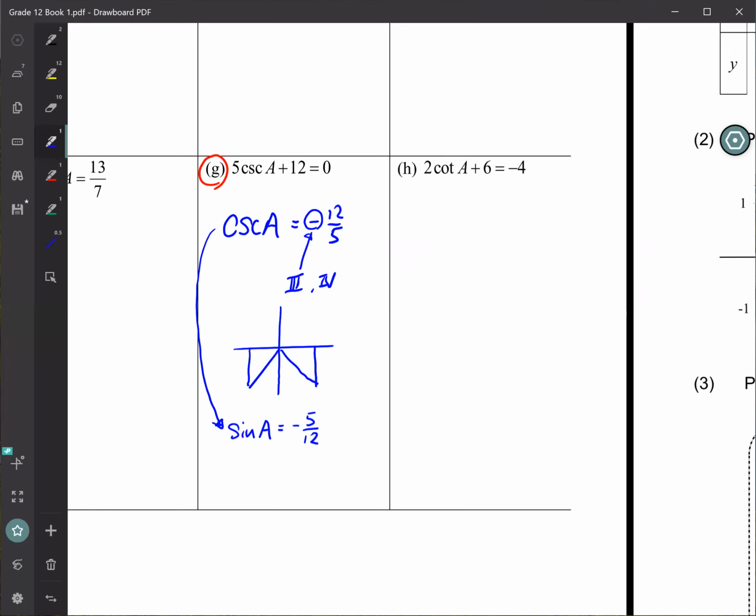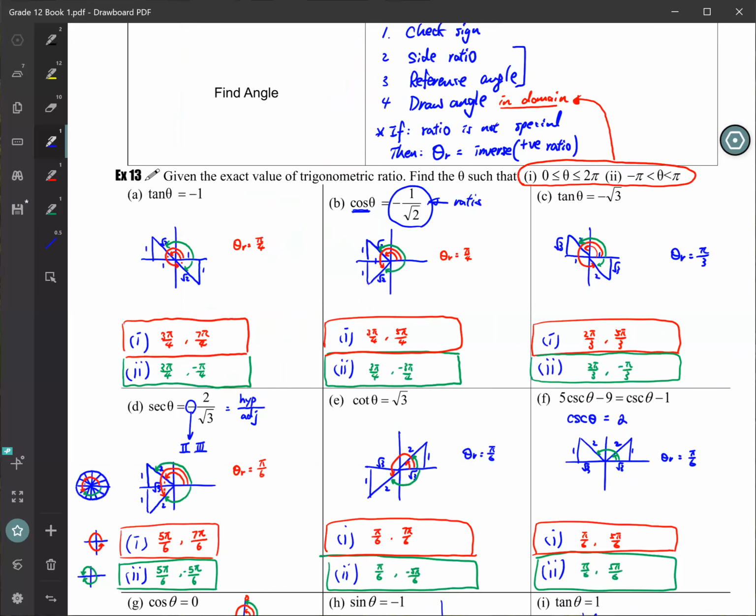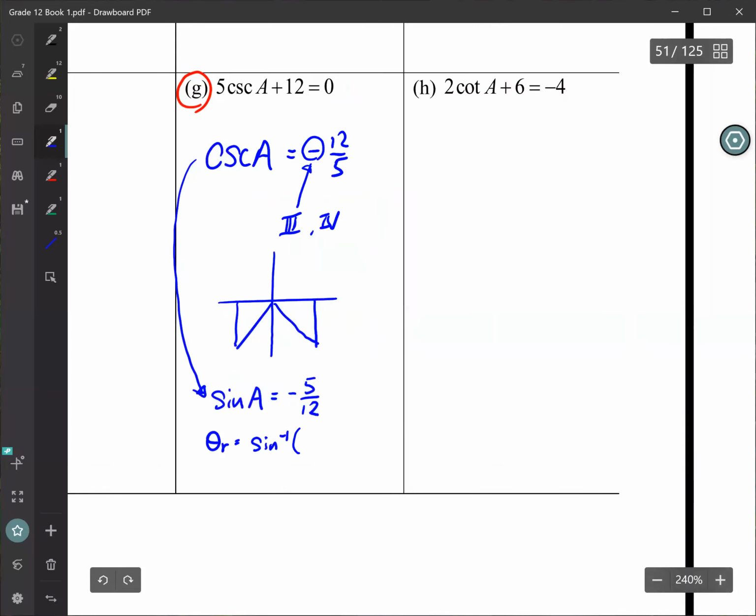Okay, so now if you want to find reference, it will equal to sine inverse, right? You follow the sentence we wrote down. Inverse of positive ratio. Okay, so the ratio they give you is a negative, but you will ignore that for now when you are finding reference. So you just put 5/12 in the calculator.